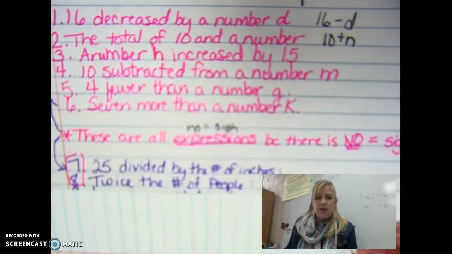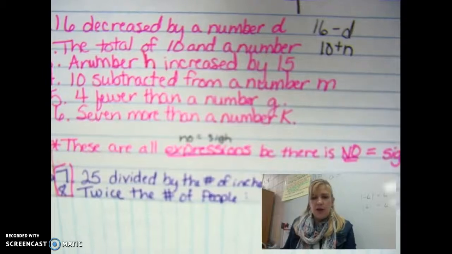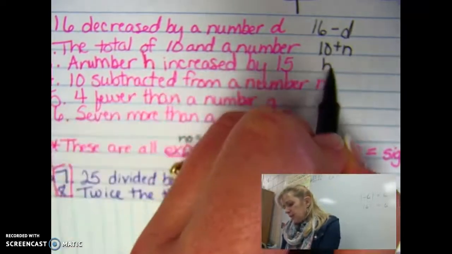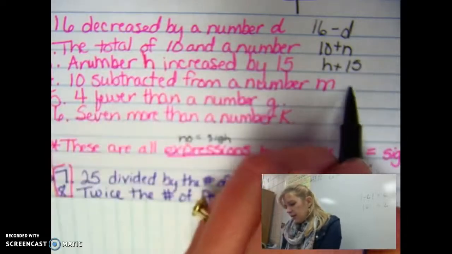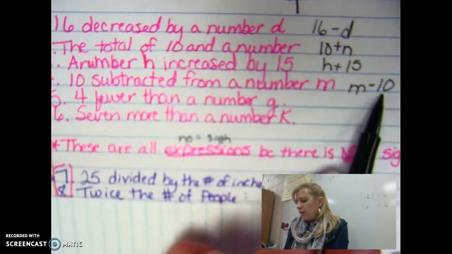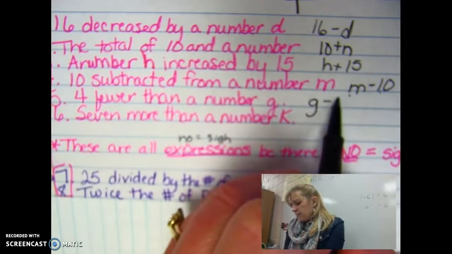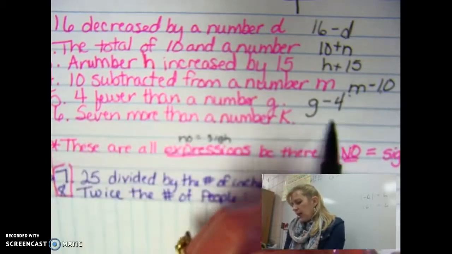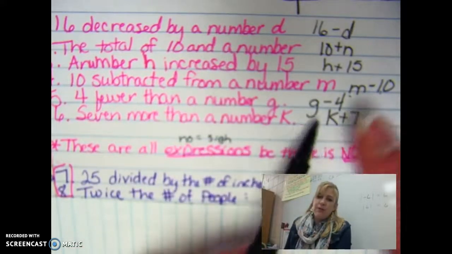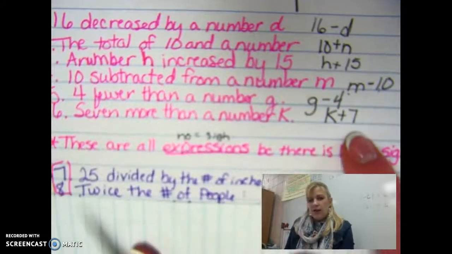If you would like to go through numbers 2 through 8 on your own and then unpause me, see if you get it right. This is h plus 15. So this is m minus 10, because 10 is subtracted from the m. 4 fewer than a number g. 7 more than a number k. This one, technically it reads this way, but I would give you credit if it was reversed, because it doesn't matter if you reverse it, but technically it is written in this form.